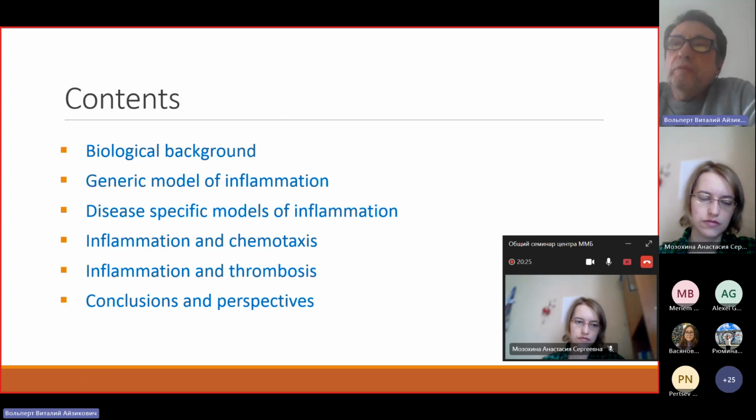I will begin with a short biological background, and then we will discuss what we now call the generic model of inflammation, but then also disease-specific models of inflammation. Then, more or less at the end, and it will be quite short, I will discuss the interaction of inflammation with some other physiological phenomena, physiological processes. In particular, very shortly I will discuss inflammation and chemotaxis and inflammation and thrombosis.